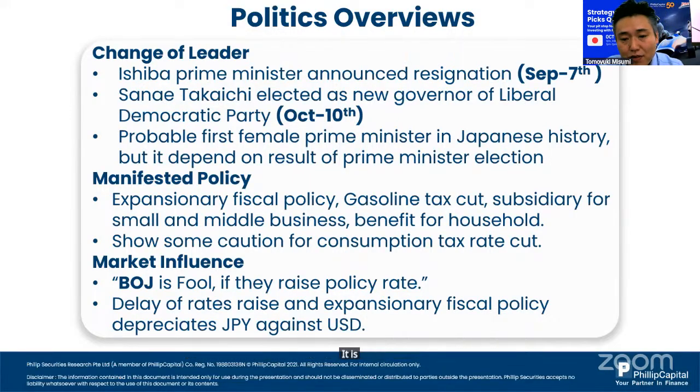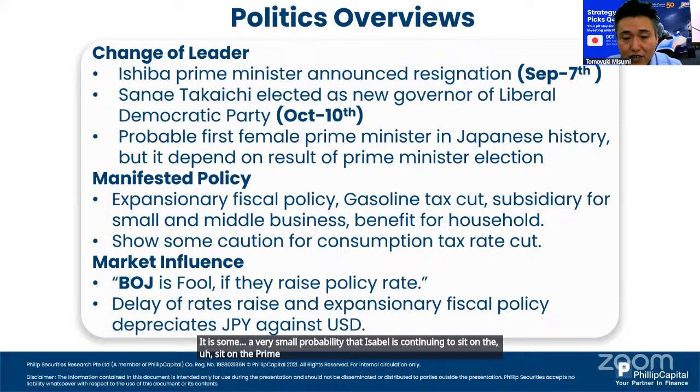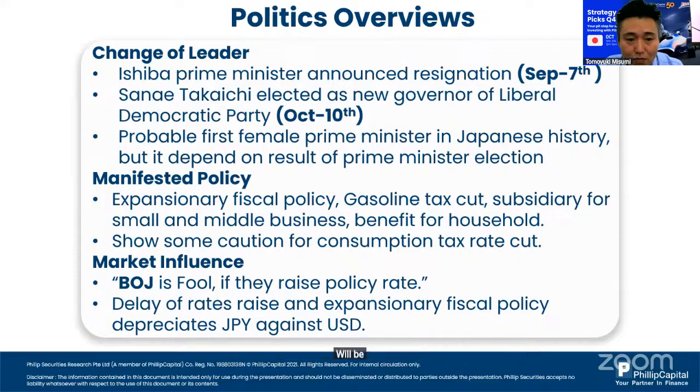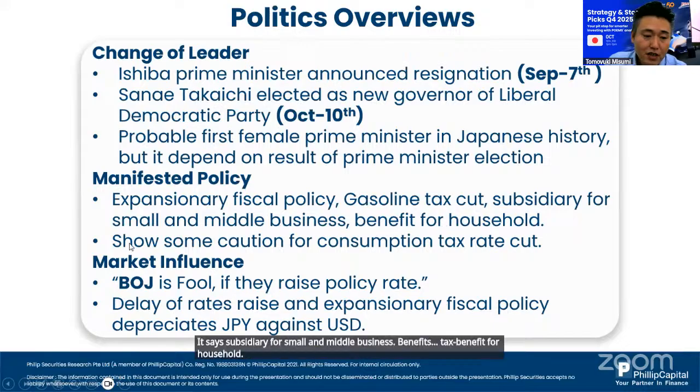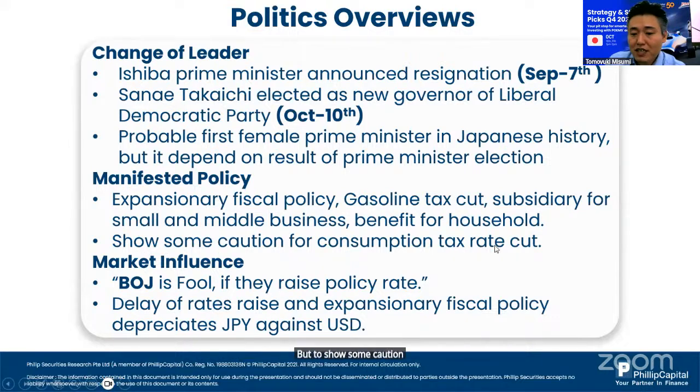There is a very small probability that Ishiba will continue to sit as prime minister, but it's really low. It's likely that Sanae Takaichi will be elected the next prime minister, but how the coalition will be formed is still uncertain. Her manifesto policy is expansionary monetary and fiscal policy: a gasoline tax cut, subsidies for small and medium businesses, and tax benefits for households.